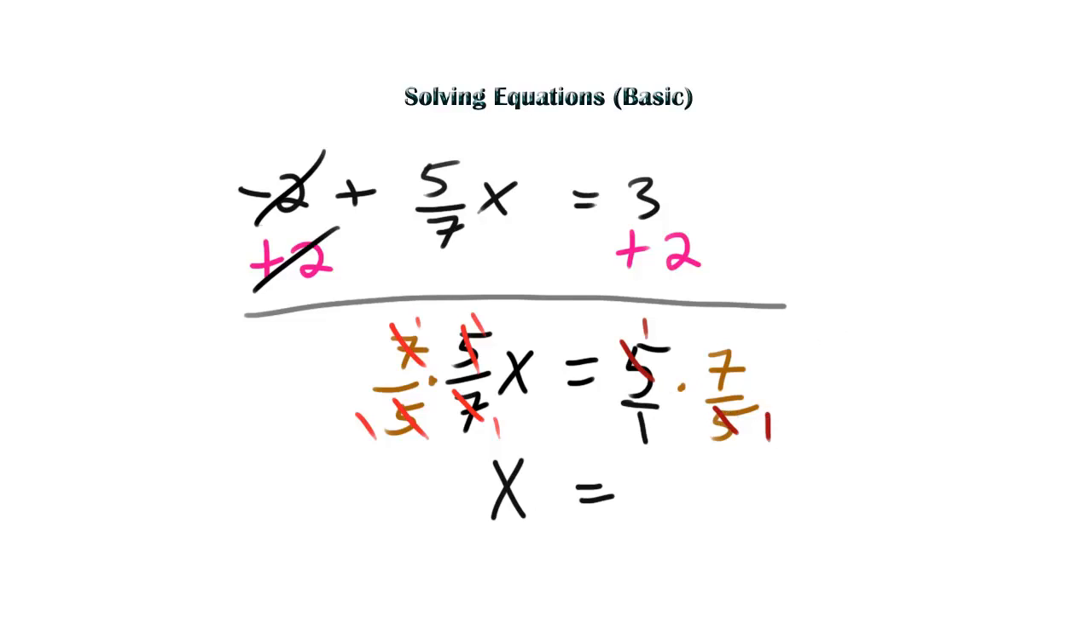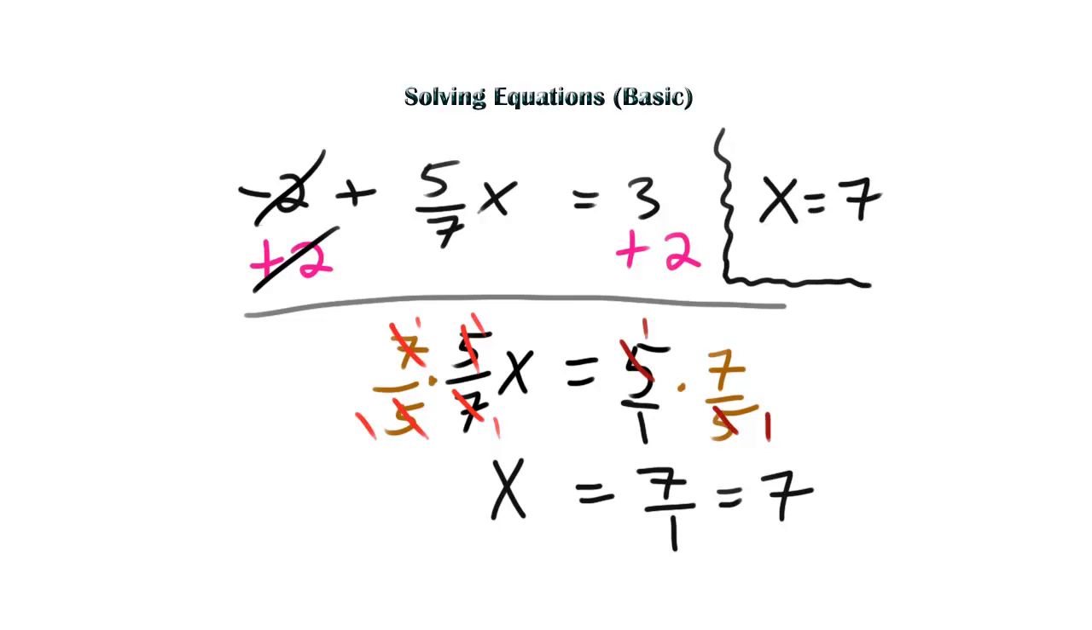So when we multiply it out, we're going to get 1 times 7, which is 7, over 1 times 1, which is 1. But that's just 7. So x is equal, I'll put it up here. x is equal to 7. Right? And finally, we are done. All right.